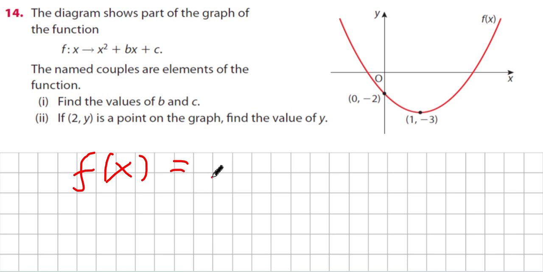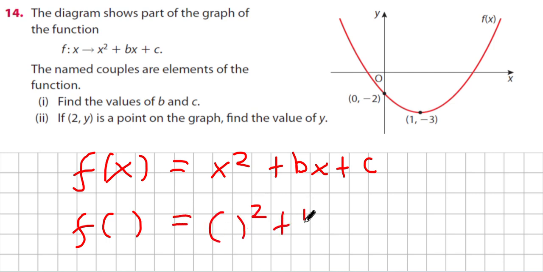Come to me with an idea for 14. Does anybody know what I need to do for question 14 to make this work? So look at the board and tell me how you think I should begin this question. It gives me a graph. Here's the graph. It gives me a function. And what it wants me to do is find the value of B and the value of C.